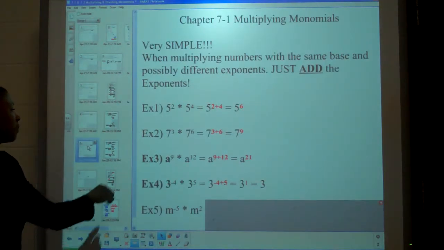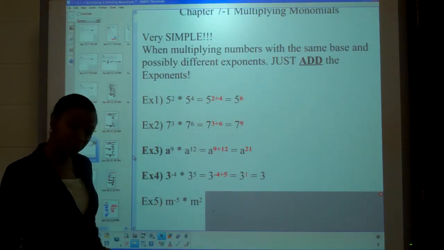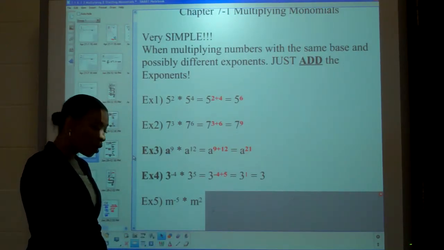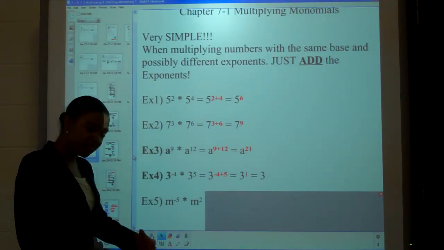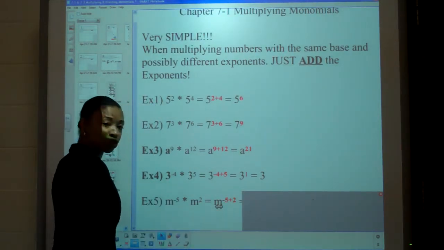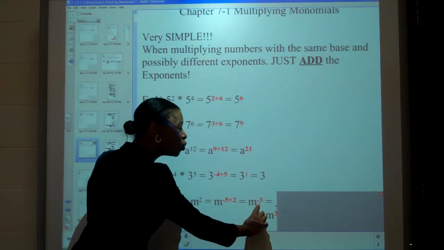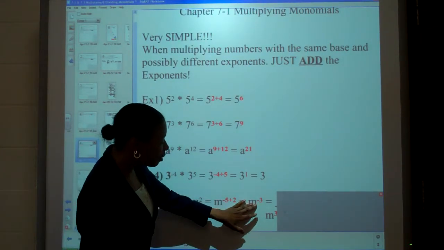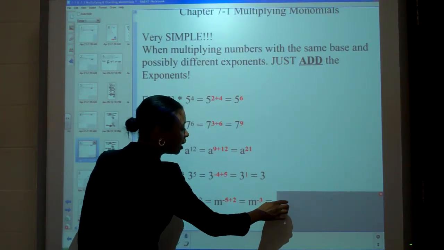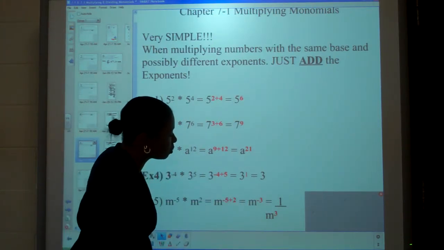Let's look at example number 5. Let's suppose I have m to the negative 5th power times m squared. Well, what's our base? It's m. Remember, if they have the same base, we just add the exponents. So this is just going to be m raised to the negative 5 plus 2, which is m raised to the negative 3. We do not like negative exponents. If I have m to the negative 3, I like it to go to the denominator. So it's equal to 1 over m.